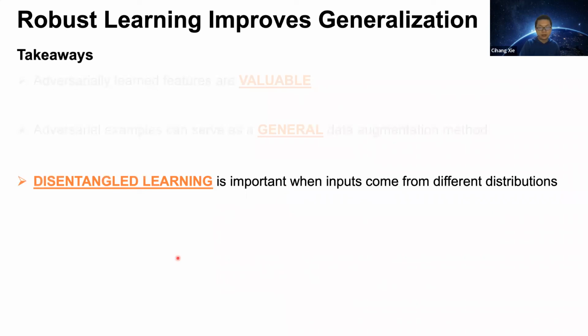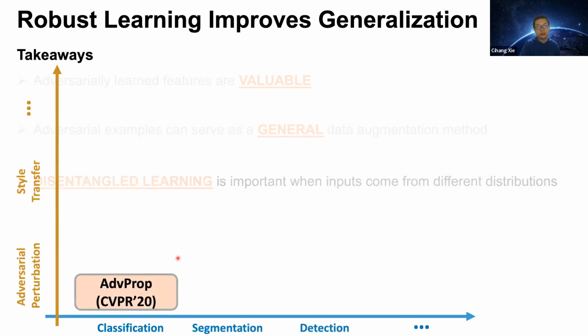And the third is that this learning is pretty important, especially when the inputs come from different distributions. As we show here, we use AdvProp at 2 billion scale and show better performance on the image classification task. And recently, we also got one paper published in ICLR 2022 called Fast AdvProp, because the original AdvProp involves adversarial training and some very computationally expensive operations. So this Fast AdvProp shows that we can train as cheaply as in the standard training setting, but still get better performance and better robustness.